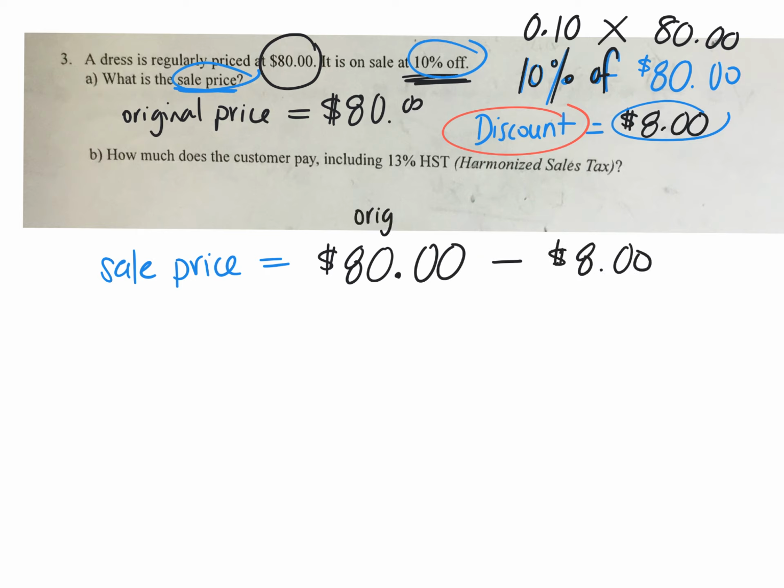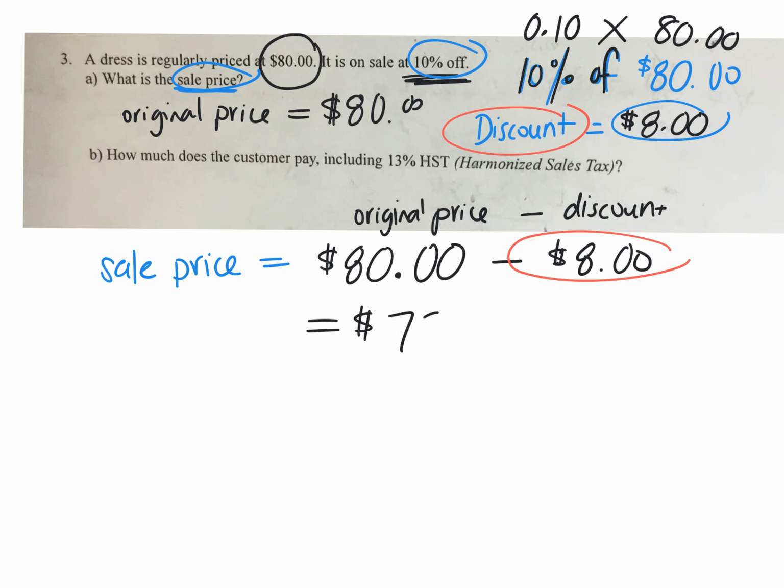You take the original price and subtract the discount. If this is my discount, I need to know how much am I saving? How much do I get off? So what is the answer? What's the sale price? $72. So do you think if you go to the cash register, the cashier will say, okay, you owe me $72, or what's going to happen?